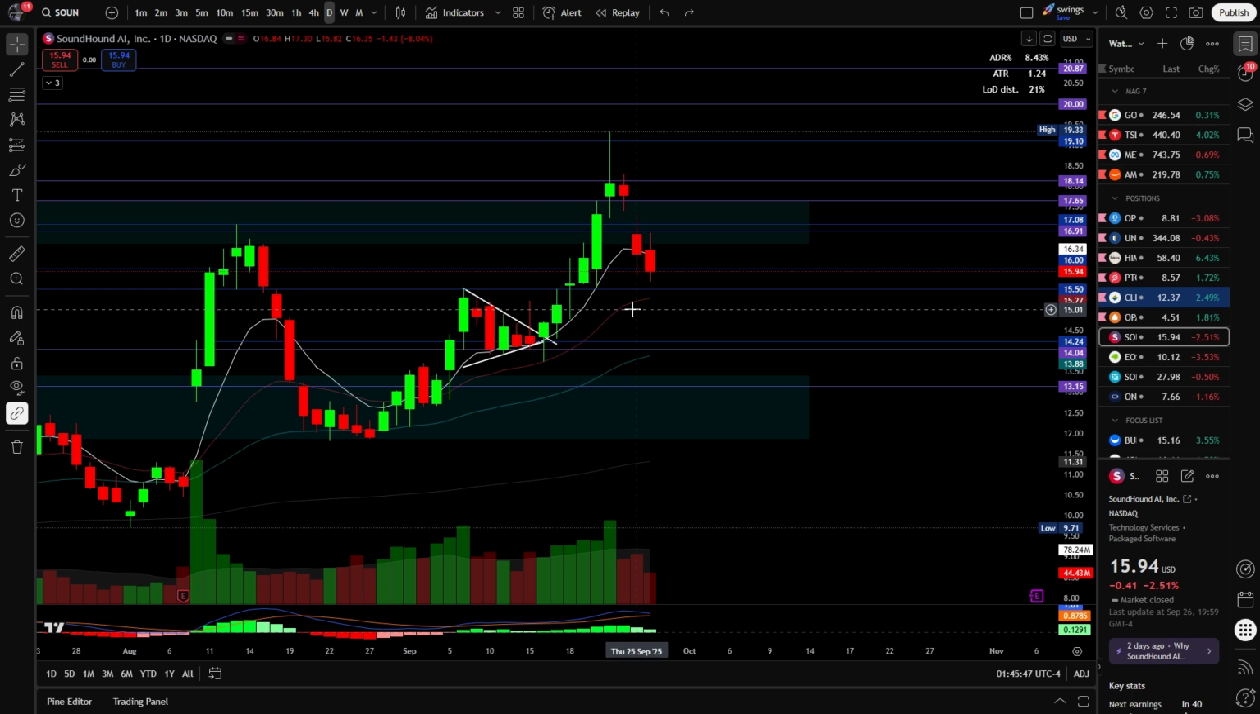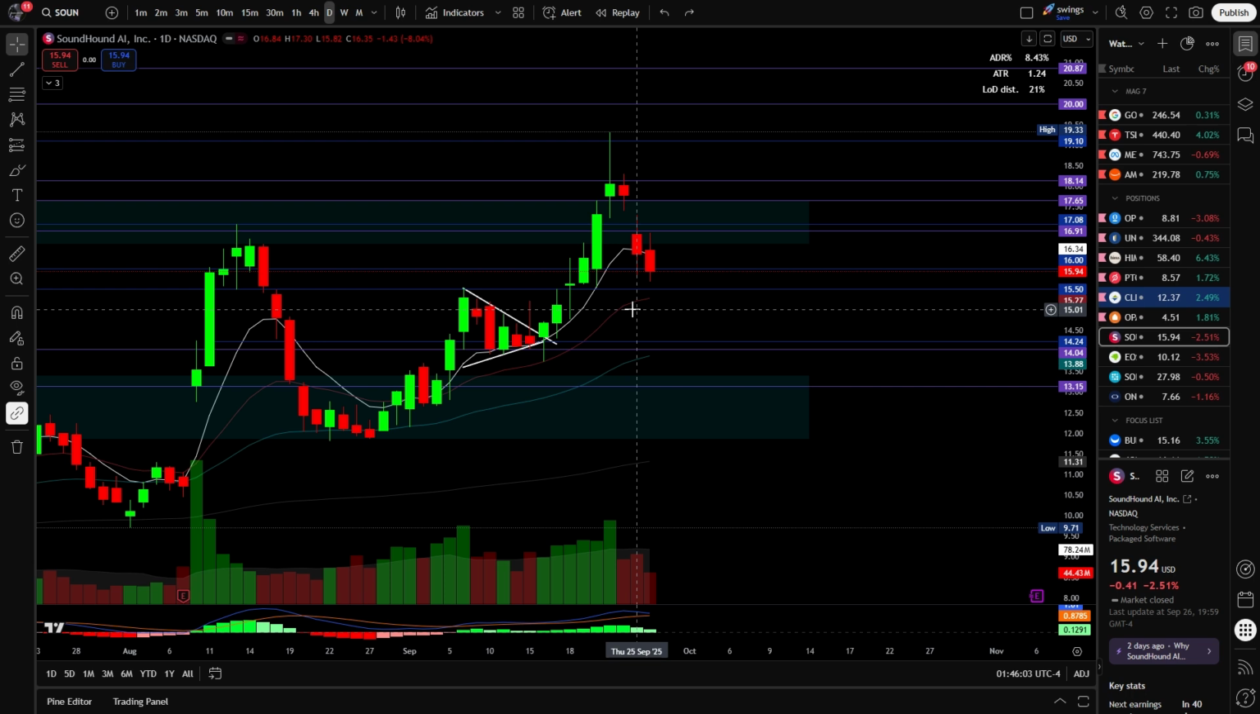How do you enter? My entry model is typically a break of the trend or a break of the previous day's high on the 15-minute chart, or a lot of times, like on this, it's going to be a daily close. It just depends on setup to setup.